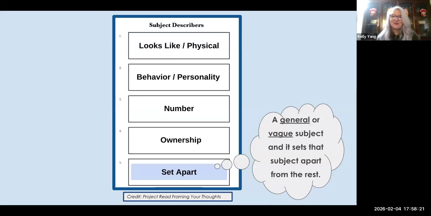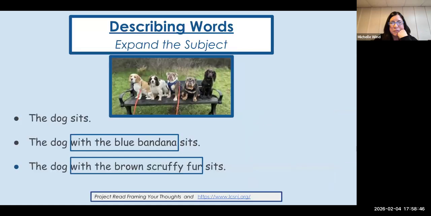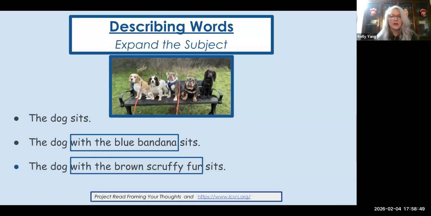The last type of describer, we could go on and on. There are more describers than this, but the last one we're going to touch upon is called a set apart. This is a particular term in Project Read. It's a clause, it's a phrase, and you create them when you have a vague or general subject. And like Michelle, just show the picture because that's the best way to show it. You have a bunch of dogs, they're all sitting. Well, how can I describe one of the dogs to set it apart from all the other dogs?